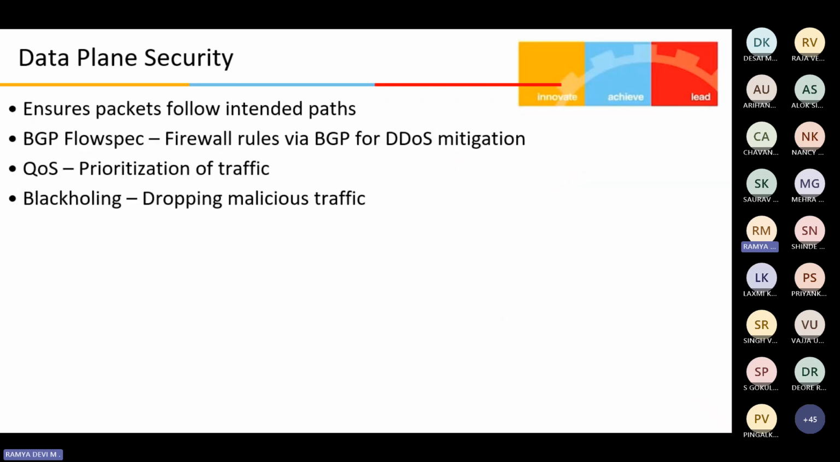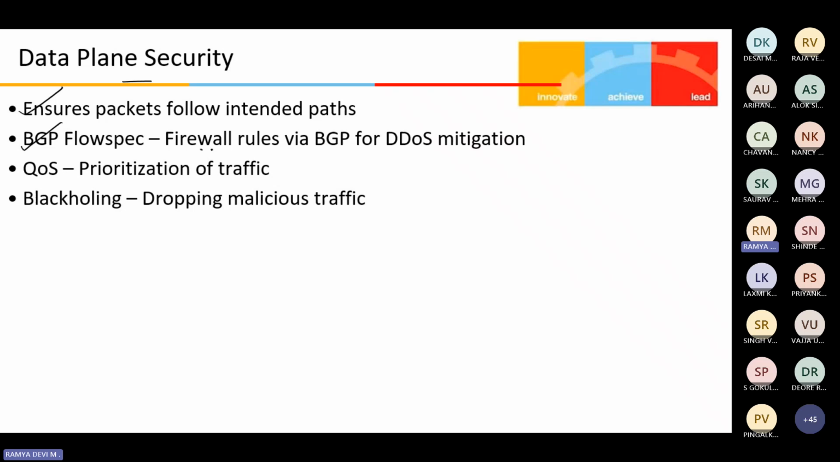The next one is data plane security. We have to ensure the packets follow intended paths. The goal of data plane security is to make traffic take legitimate and authorized routes, not diverted through attackers or misconfigured paths. It can prevent packet interception or black holes by malicious actors. And the next one is BGP FlowSpec.